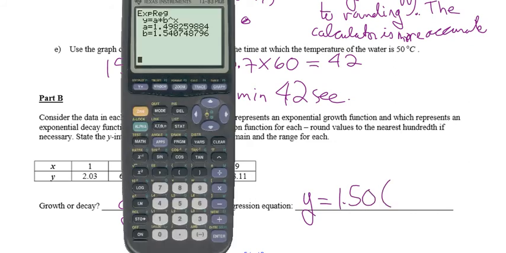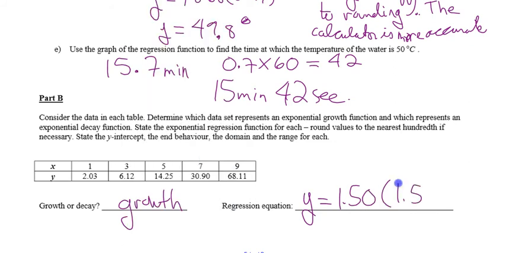And what else was there? 1.54 to the x. So we have an exponential growth function, which we know since the y values are getting bigger. This reinforces that. Since the b value is greater than 1, we know that that's growth. Okay, so if you're not sure, really you can just punch it into the calculator, run the regression equation, and see what you've got there.